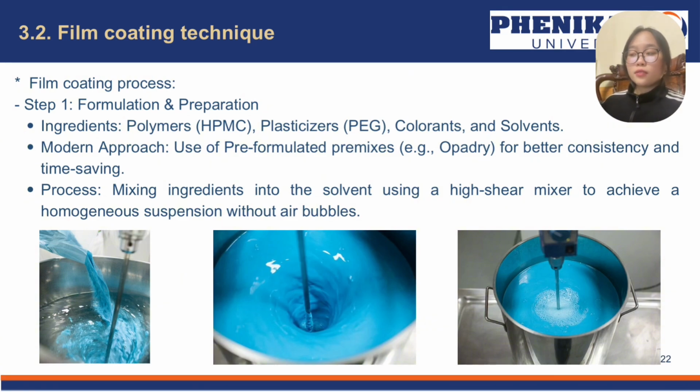For step 1, it is formulation and preparation. For ingredients, we use HPMC or PEG. The modern approach uses a pre-formulated premix for better consistency and time saving. For the process, mix the ingredients into the solvent using a high-shear mixer to achieve a homogeneous suspension without air bubbles.